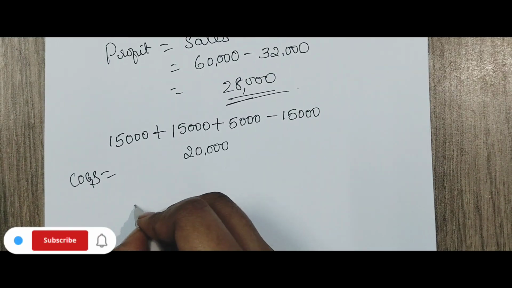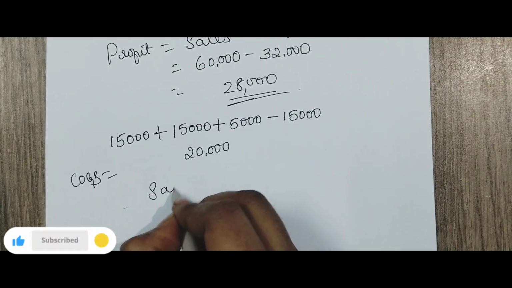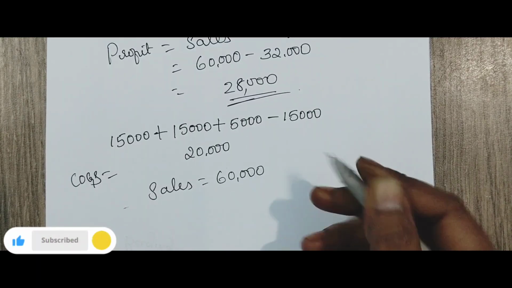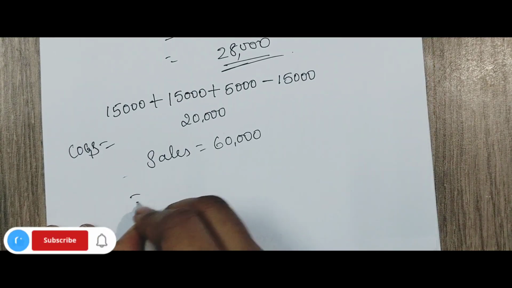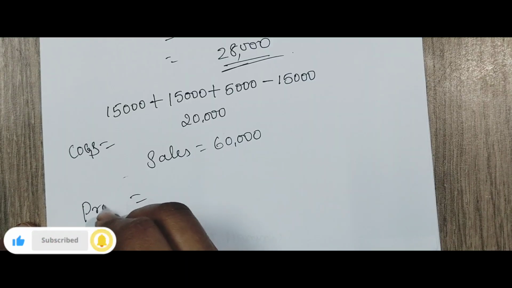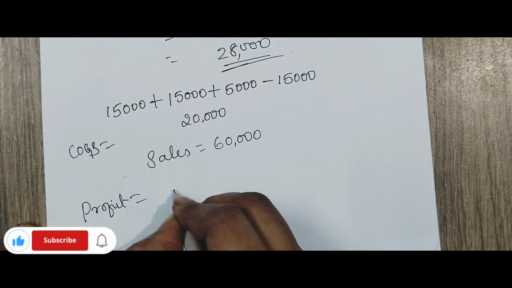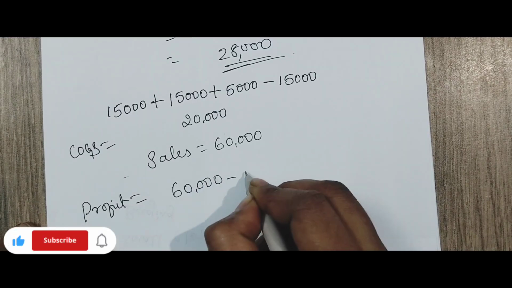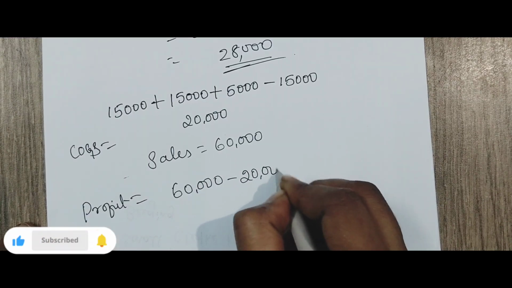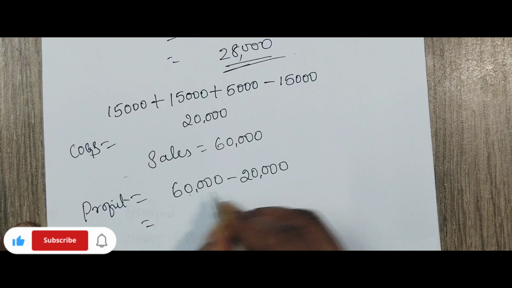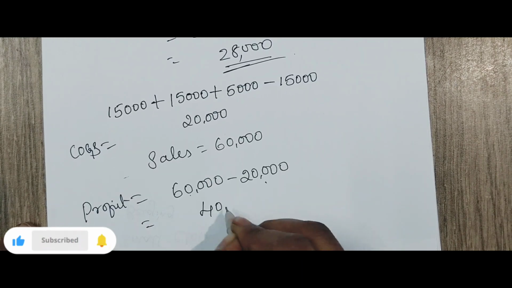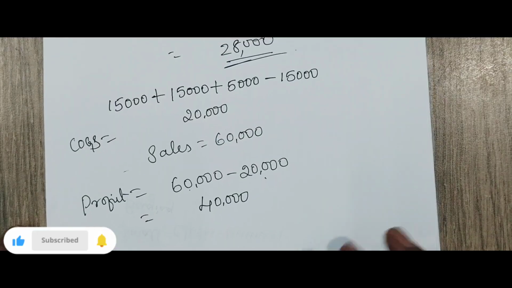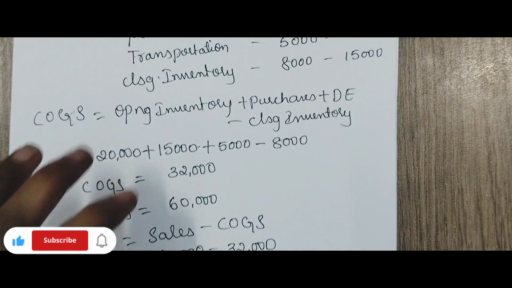Now, the sales is 60,000 only. What is your profit? Your profit is 60,000 minus 20,000, 60 minus 20, 40,000. So by this, what have you understood?